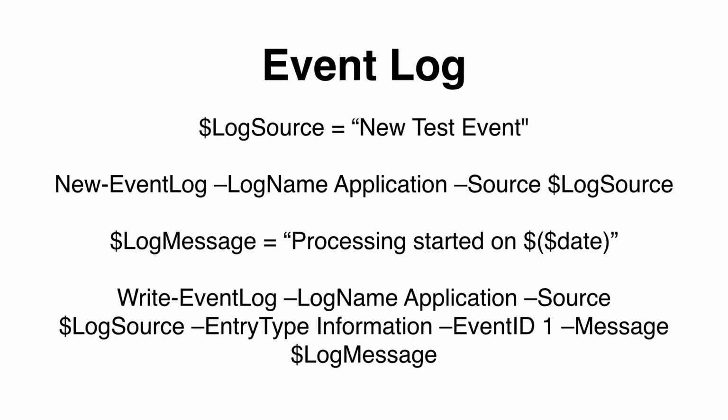The parameters that we need to specify are the LogName. Since we previously used the log name Application, you should use the same one. Same as the source. The source has already been created. Another parameter you need to specify is the EntryType. This can be Information, Warning, or Error. You need to specify an EventId. And of course, you need to specify the message that you want to write into the event log.